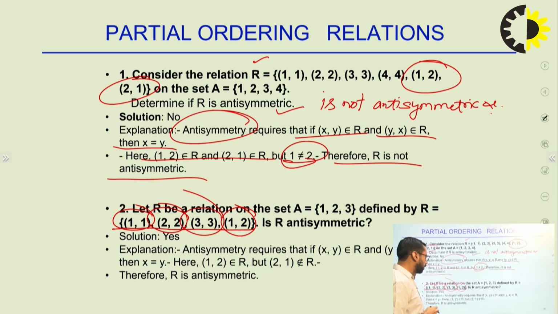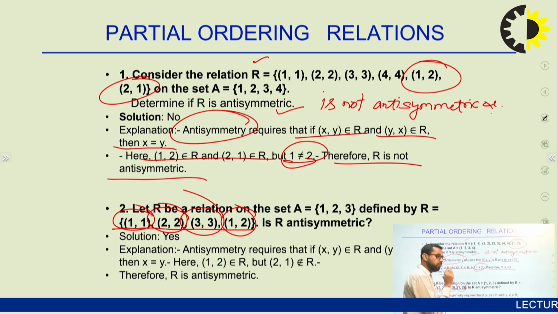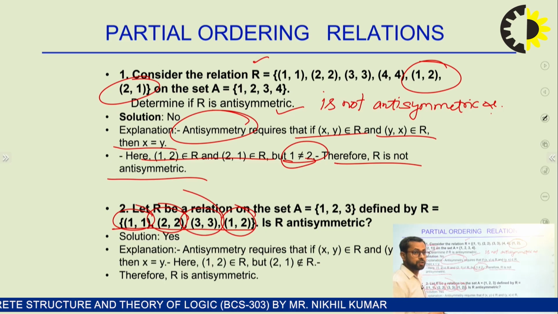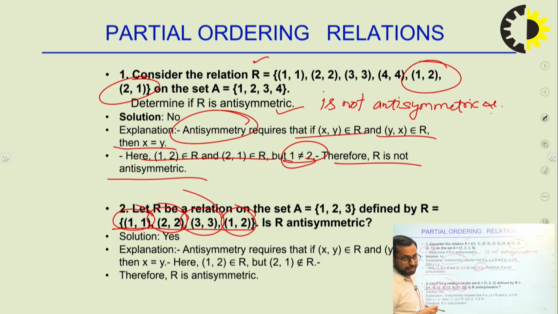So if (2, 1) is not present, then we can say that it is antisymmetric also, because if, suppose, (2, 1) was also present, then we would have to check that 1 is equal to 2. But here the element (1, 2) is present and (2, 1) is not present. So we are ensured that it is also antisymmetric.